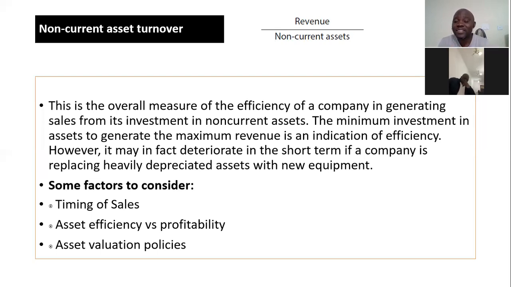So you need to look at these things. What's the timing of sales? Asset efficiency versus profitability, you have to look at all that. What are the asset valuation policies? Maybe what they have done is that they have just valued the assets upwards, and that has caused this problem.